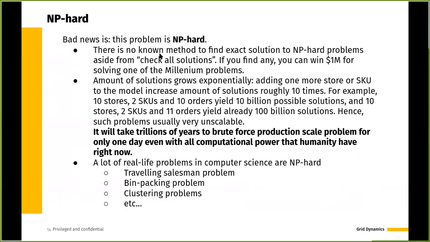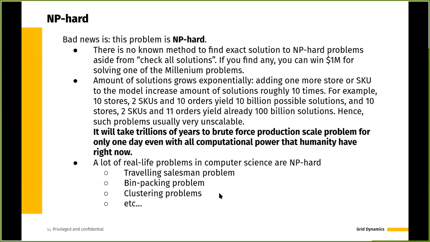The bad news is that this sourcing problem is NP hard. NP hard problems are problems that humanity right now doesn't know how to solve effectively. Essentially, there is no other approach than brute force that can be used to solve such problems optimally. It's one of the millennium problems. If you find a way to solve such problems quickly, other than checking all solutions, then you'll get $1 million from the Clay Institute.